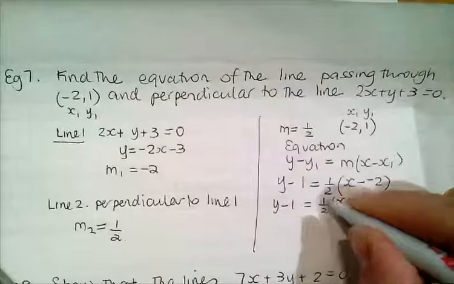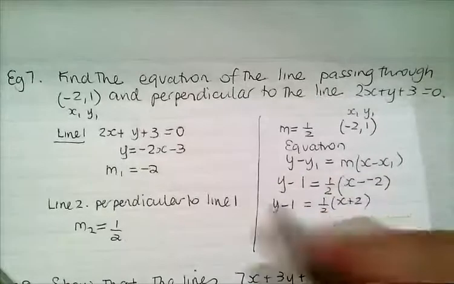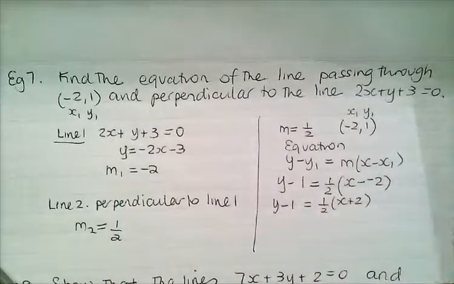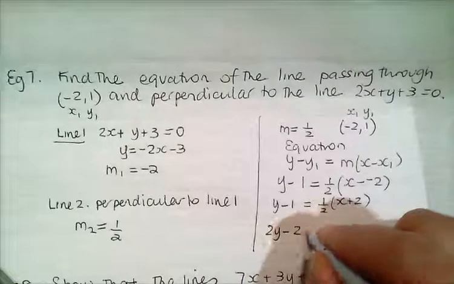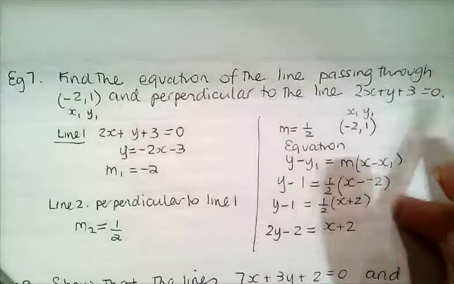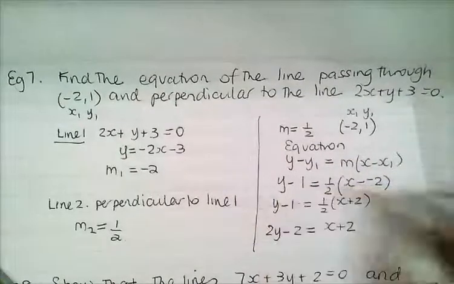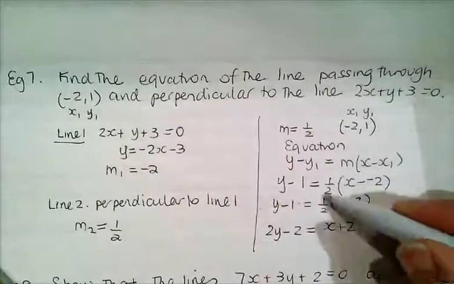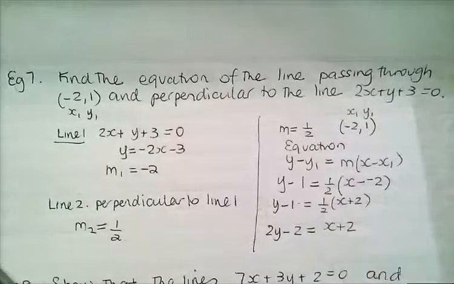Now this is 1 bracket x + 2 over 2. To get rid of this divide by 2, we need to times through by 2, or times the other side by 2, and we'll get 2y - 2 = x + 2. What we're really doing is multiplying both sides by 2. So if we times this side by 2, we get 2y - 2. If we times this side by 2, the 2 down here cancels with the 2 up there, and we're just left with x + 2.